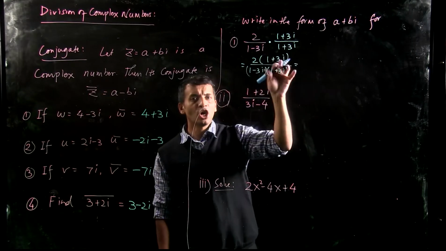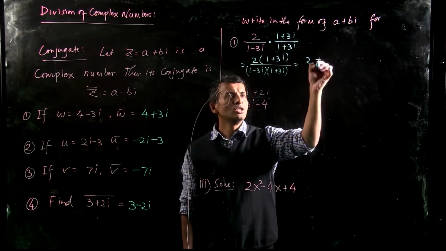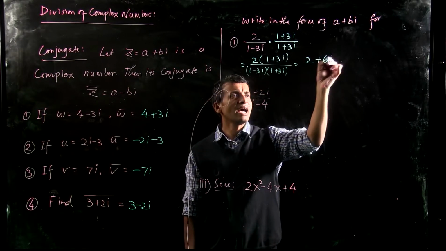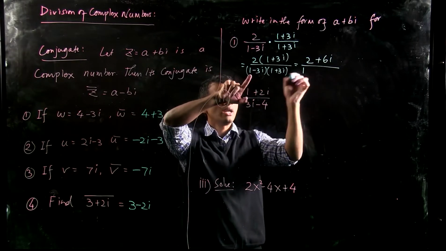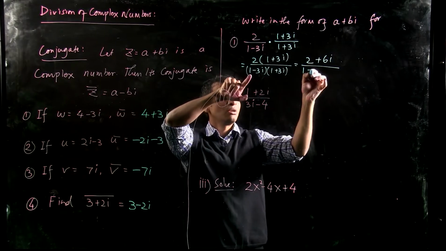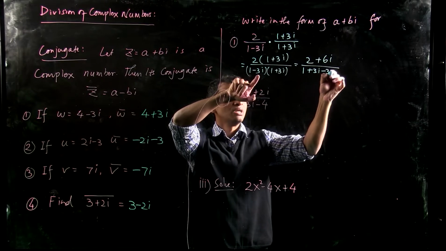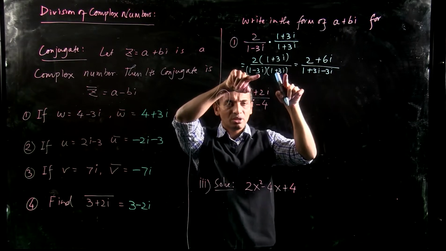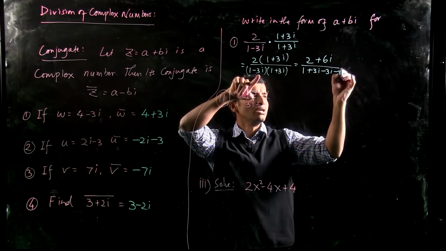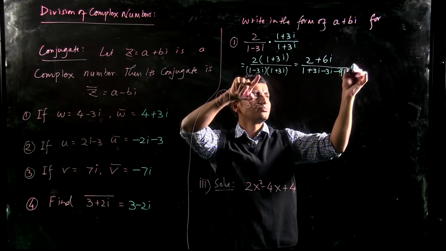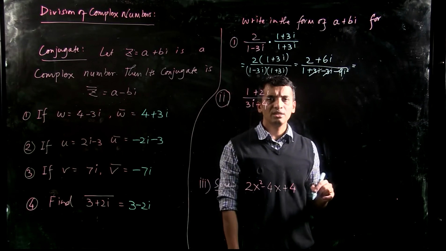What do you get? On the top you have 2 times 1 is 2 and then plus 2 times 3i is 6i. On the bottom part you'll have to FOIL. So it is 1 times 1 is 1. 1 times 3i is plus 3i. Negative 3i times 1 is minus 3i. Negative 3i times 3i is minus 9i squared. So you can see that negative 3i and positive 3i will cancel each other.